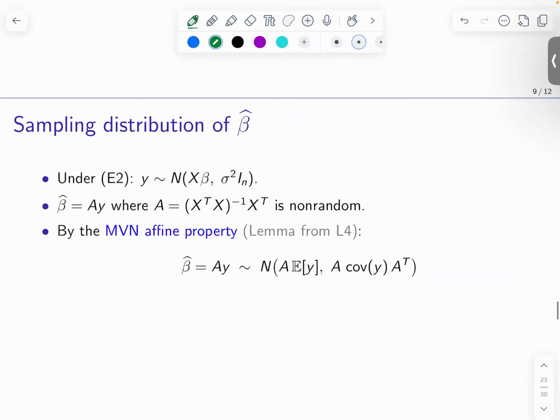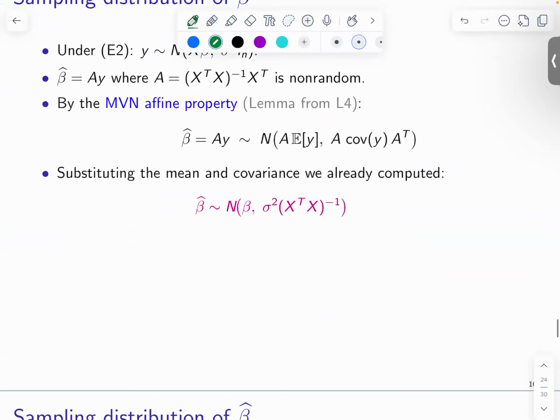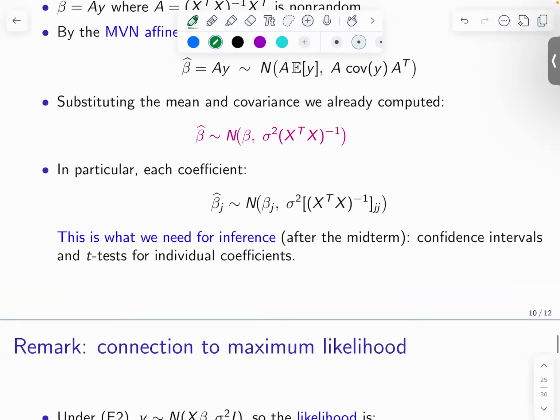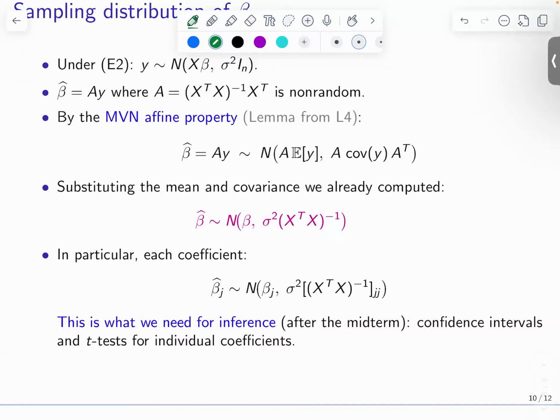I'm going to move fast because I have a few more slides to go through. Another consequence, for example: because beta hat is multivariate normal, the coordinates, the marginals, are also going to be normal. So beta hat j would be a scalar, so it's going to be a usual normal random variable with mean beta j, the true beta j, and variance equal to the j-th diagonal entry of the covariance matrix. Again, this is kind of obvious from the properties of these.